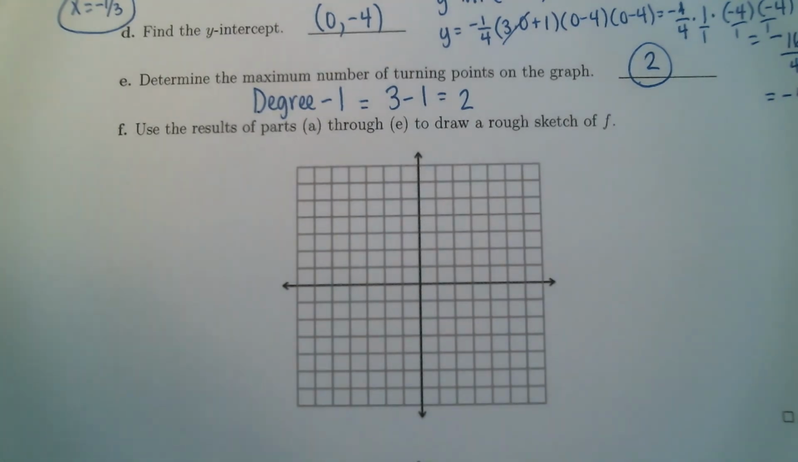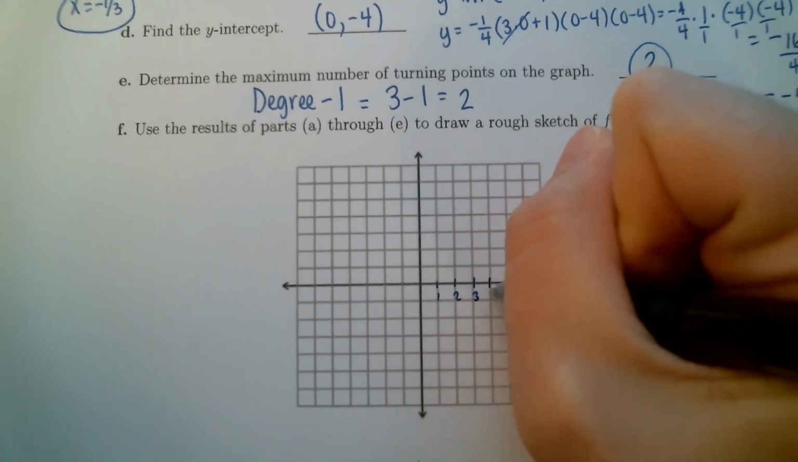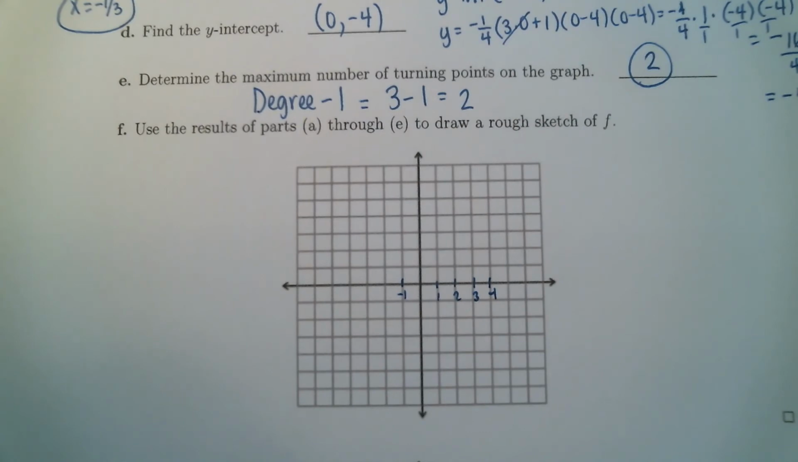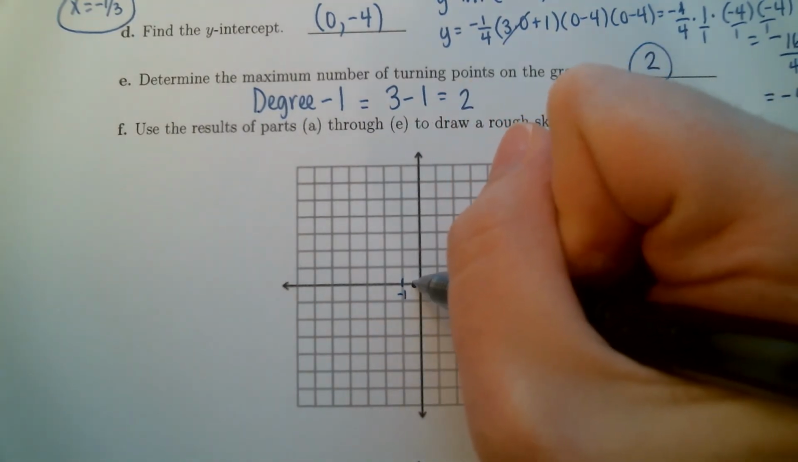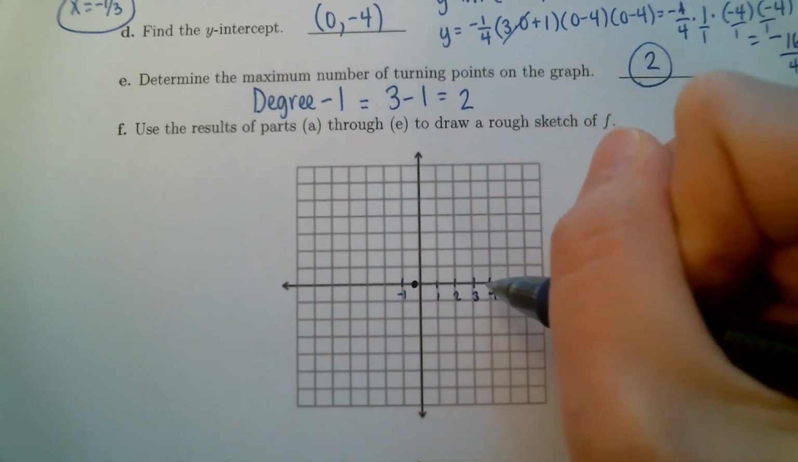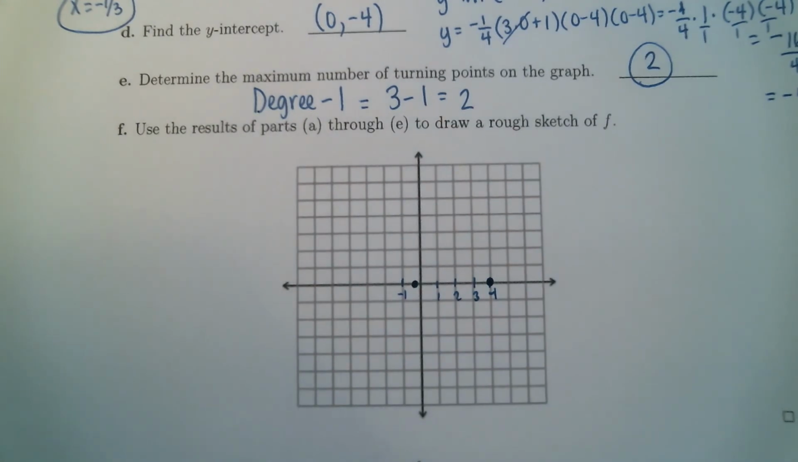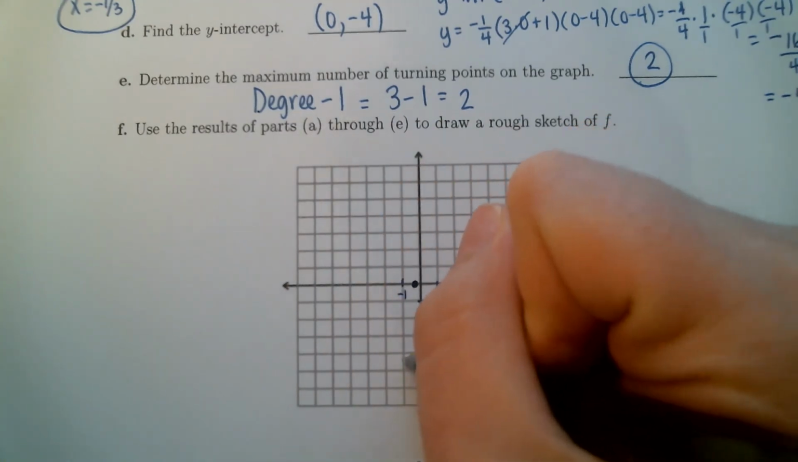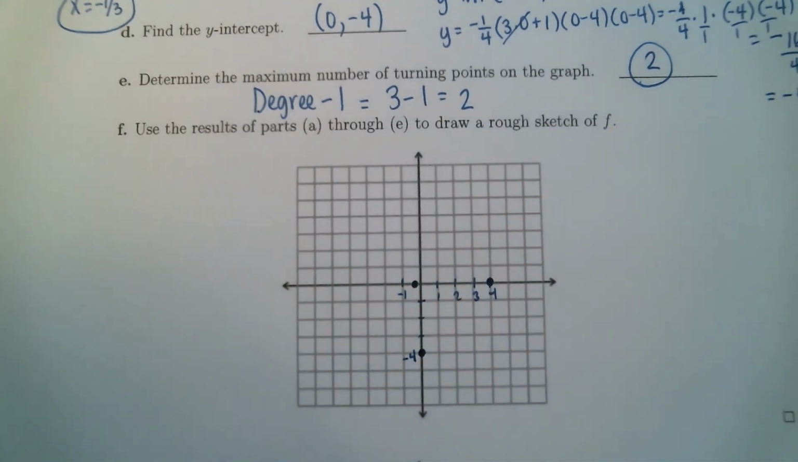All right, so I'm going to start labeling the x-axis. So I've got 1, 2, 3, 4, I'll put a negative 1 here. I'm going to go ahead and plot my x-intercepts. So I have the first x-intercept at negative 1/3. You're just going to have to eyeball it. That's about right here. The other x-intercept is at 4. And then I can go ahead and plot my y-intercept because that's the third point that I know is on the graph. So here's your y-intercept, negative 4.